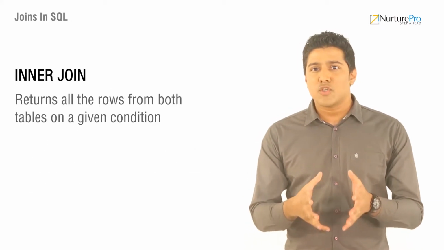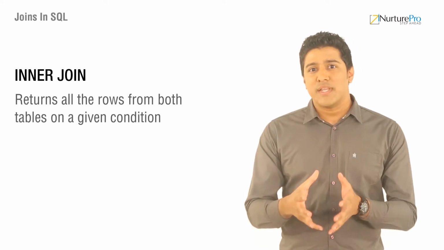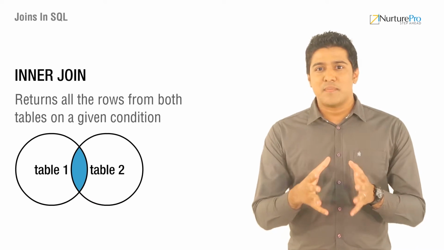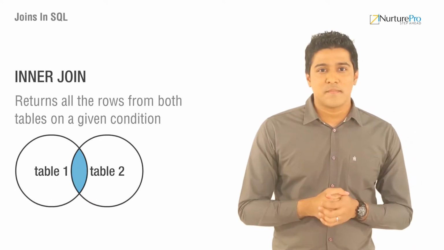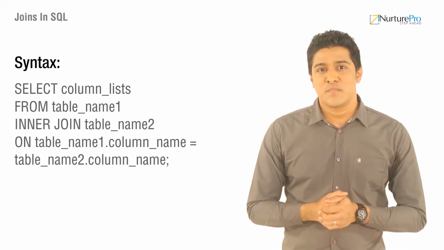Inner join returns all the rows from both tables as long as there is a match between the columns in both the tables. The shaded part in the Venn diagram represents the outcome of inner join. The syntax for inner join is shown on screen.